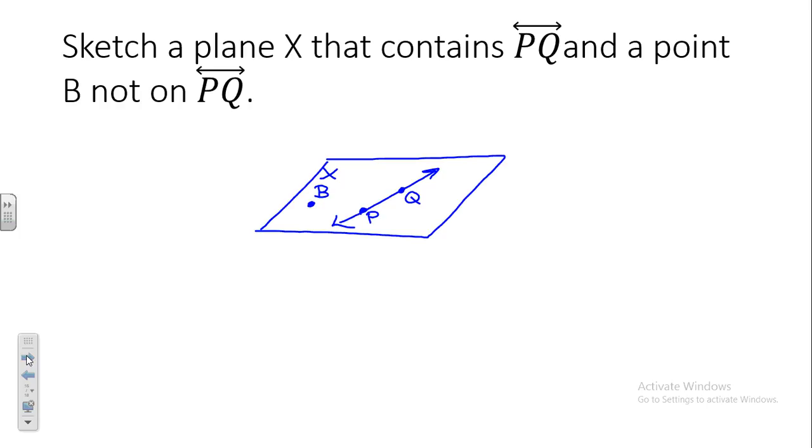Okay. But it didn't specify where B has to be, did it? As long as it's not on line PQ. What questions do you have on this one? We're good? All right.